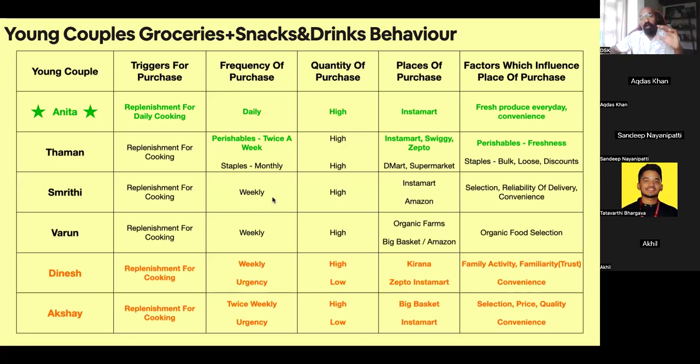But why is Anita exhibiting this behavior? Why aren't the rest? That was the bigger question that we started asking ourselves. And therefore, what could we do as a company to start shifting these mindsets? So that was one of the key takeaways that we had.